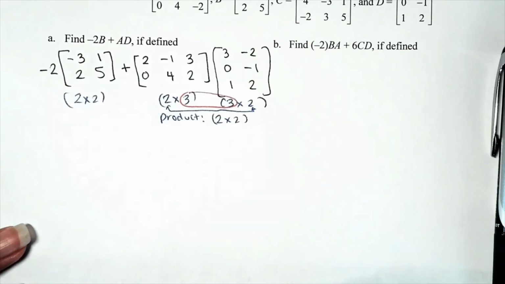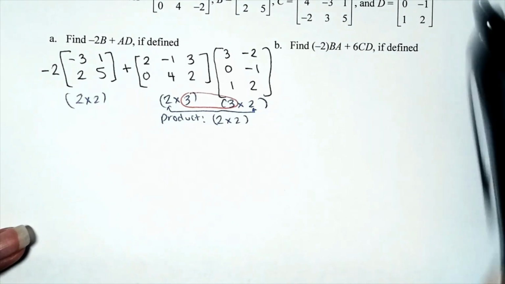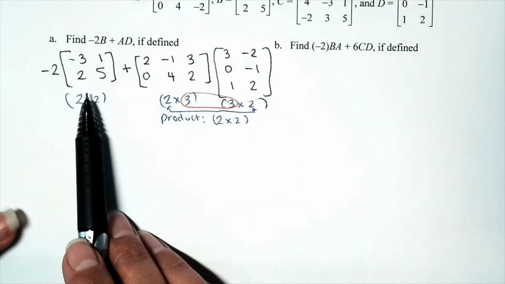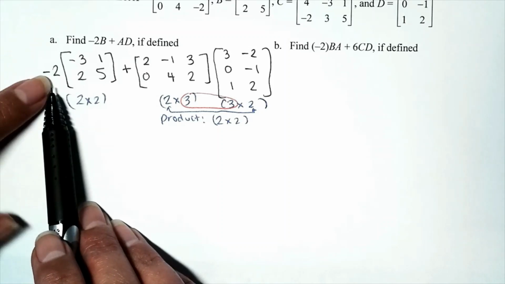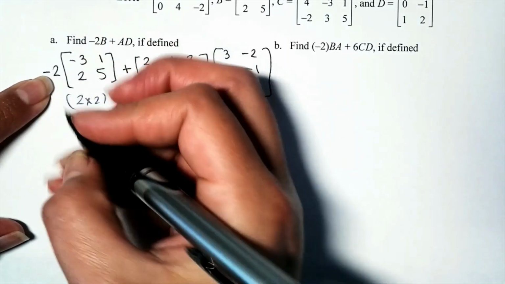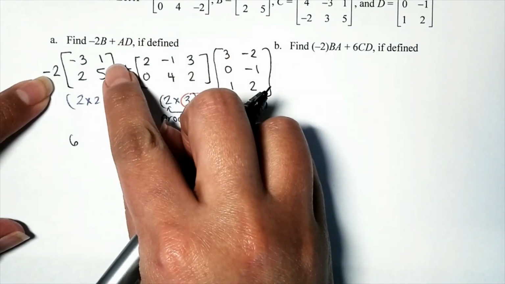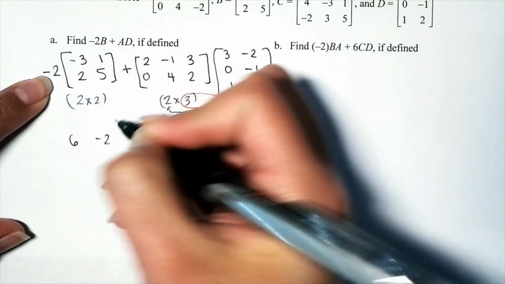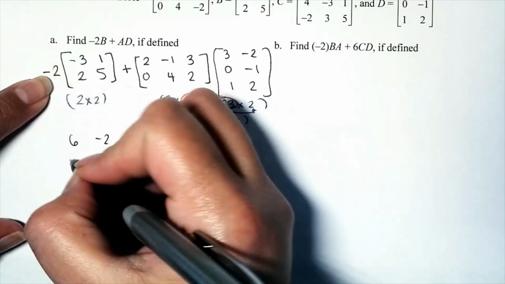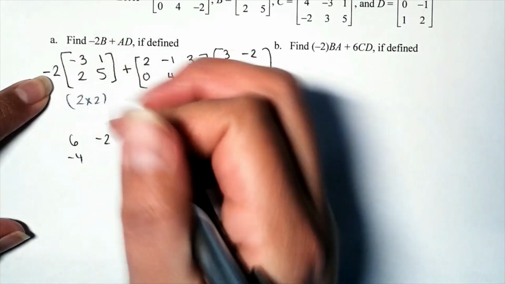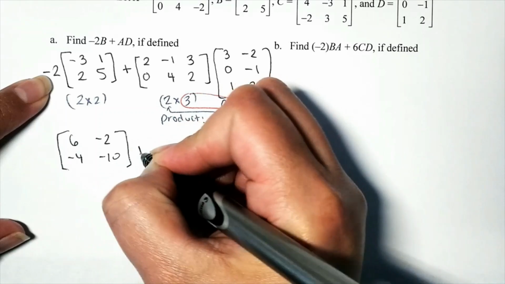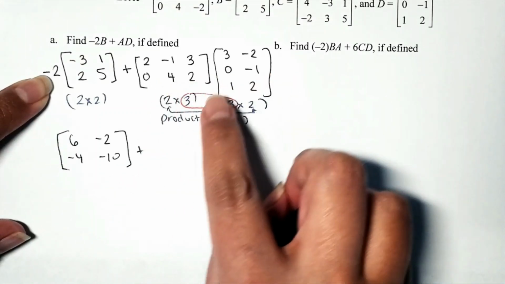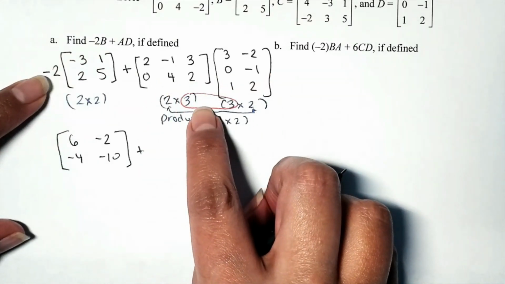Okay, so let's go ahead and begin the multiplication process. For the first multiplication, let's multiply each element by negative 2. So we have negative 2 times negative 3, which will give us 6. Negative 2 times 1 is negative 2. Negative 2 times 2 is negative 4. And negative 2 times 5 is negative 10. Fantastic. So let's go ahead and add to it the next product, which we have already established is defined.